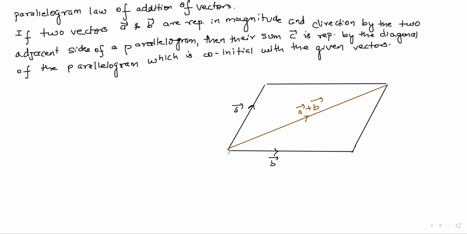So we have, let this be A, B, C, D. This clear? So we can say that this AB vector plus AD vector is equal to vector AC.